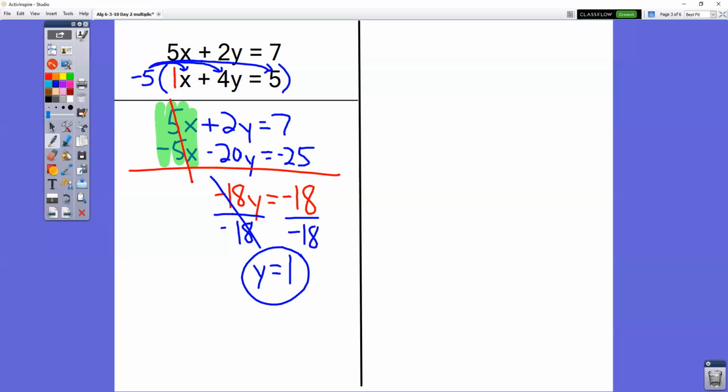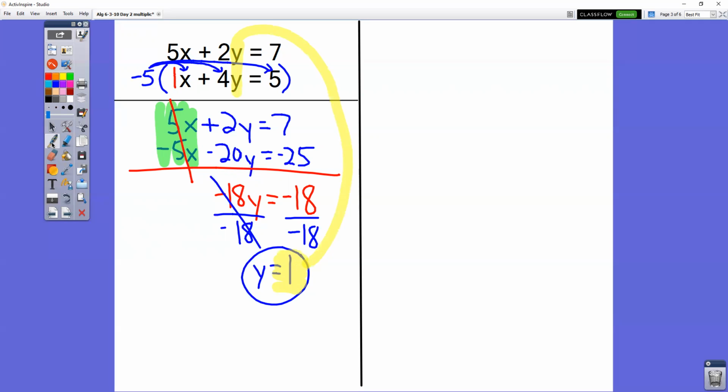Now that I know that my y value equals 1, I need to take and sub it back in to either here or here. You have your choice which one you want to sub it into, right? I like to sub it into the one that looks easier. I think this bottom equation looks a little bit easier, so that's the one that I'm going to sub it into.